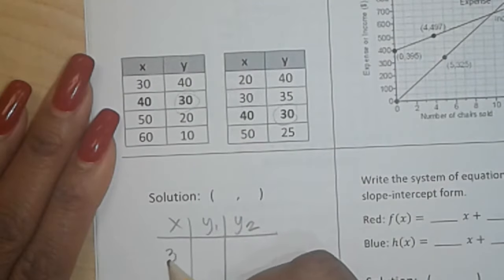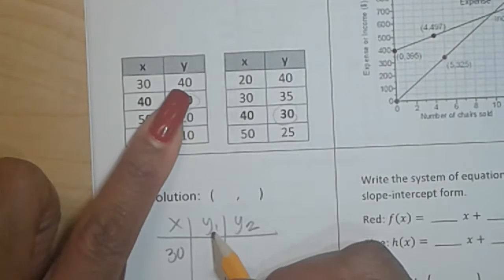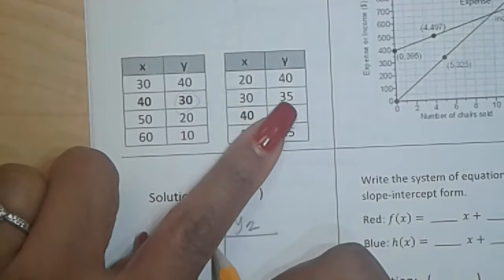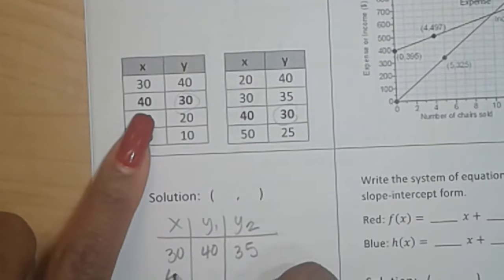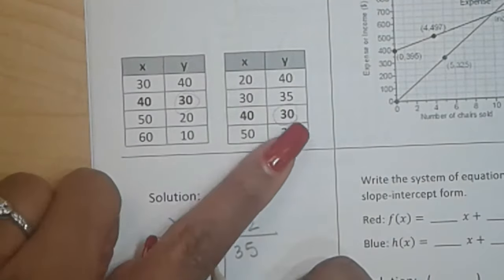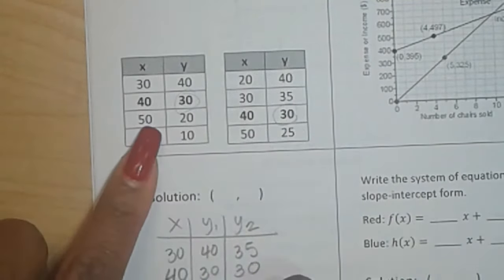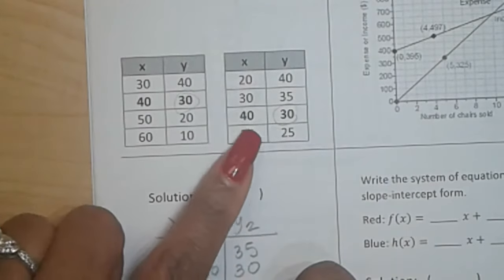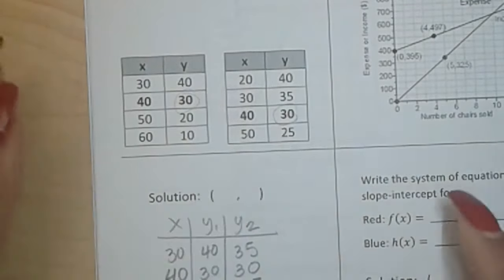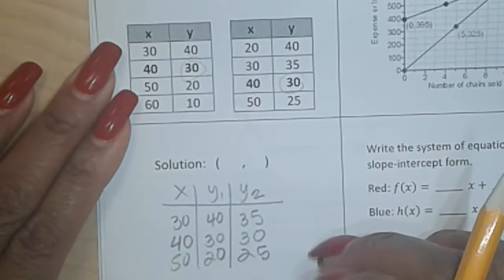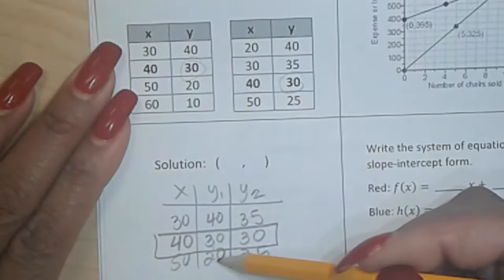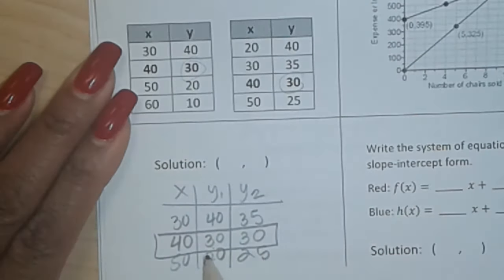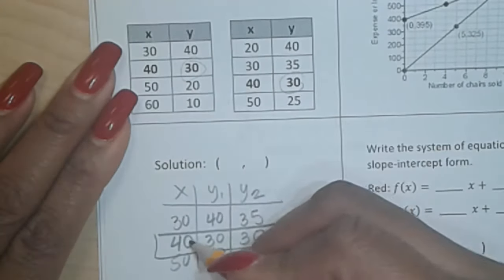It would look like 30, and y1 would be 40, but for y2, it would be 35. And then for 40, it would be 30, and then for y2, it would be 30. And then for 50, it would be 20, and then y2 would be 25. So let's look at both versions. See the solution? This says that graph number 1 and then graph number 2 have the solution for 40, 30.